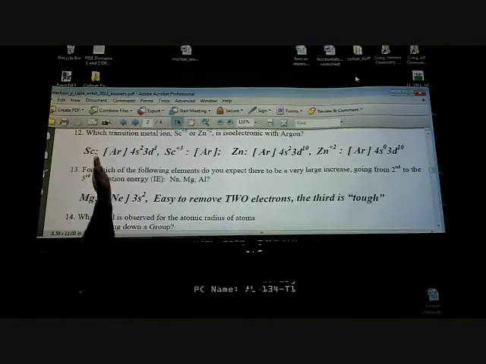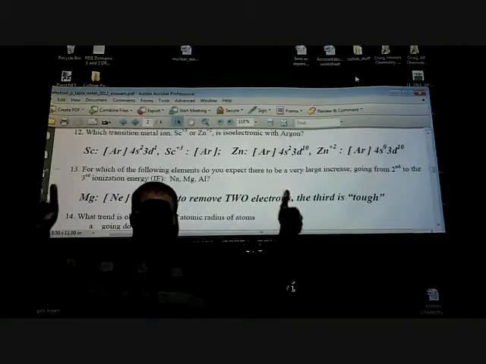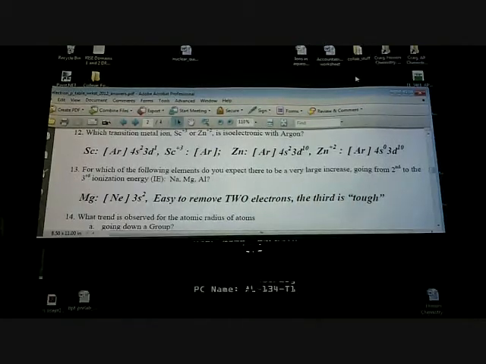14. What trend is observed for the atomic radius of atoms going down a group or going down a column? They get larger. Bigger. Why? Because remember there's more electrons. More electrons that we're placing in more energy levels. So as we move down, we're filling up energy levels or orbitals. So the more electrons you have, the bigger you're going to be, as long as you're adding them to new energy levels.